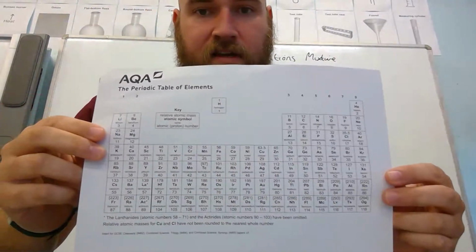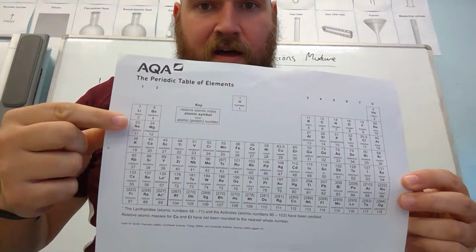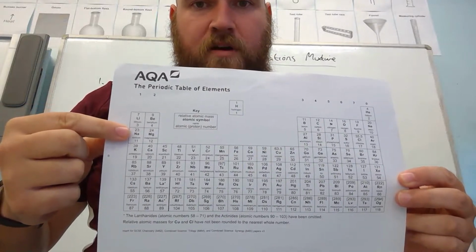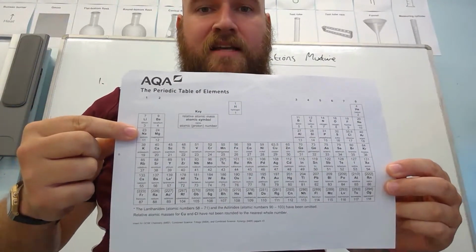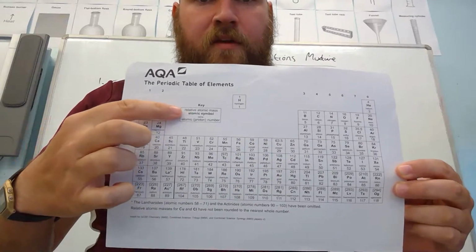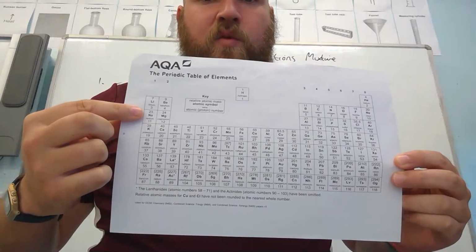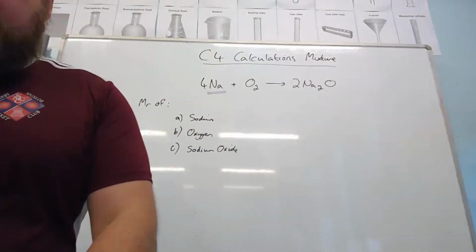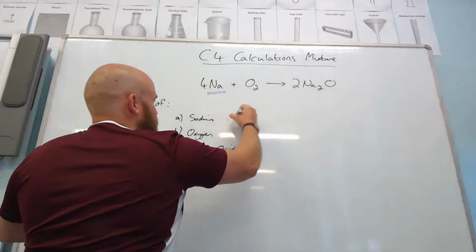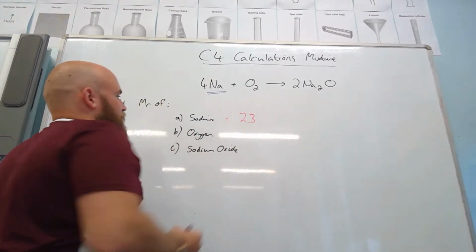I'll just hold that a bit closer. You can find sodium just there by my finger. And which number am I going to use for the relative mass of sodium? Well, the key will help you. Relative atomic mass is the top number, so I'm going to be using 23. So simply, sodium has a relative mass of 23.